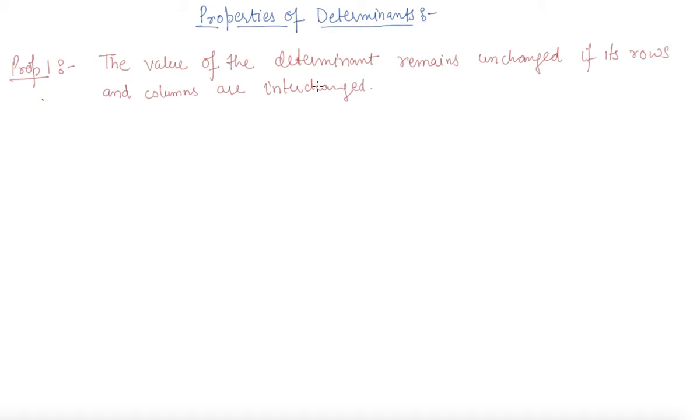So how to verify this property, students? We will verify all the properties in our next lecture by solving some questions based on it. So I am writing down all the properties here first. The first property is the value of the determinant remains unchanged if its rows and columns are interchanged. Like if R1 interchanges to R2, the value of the determinant will not get altered. Now let's move to property number 2.